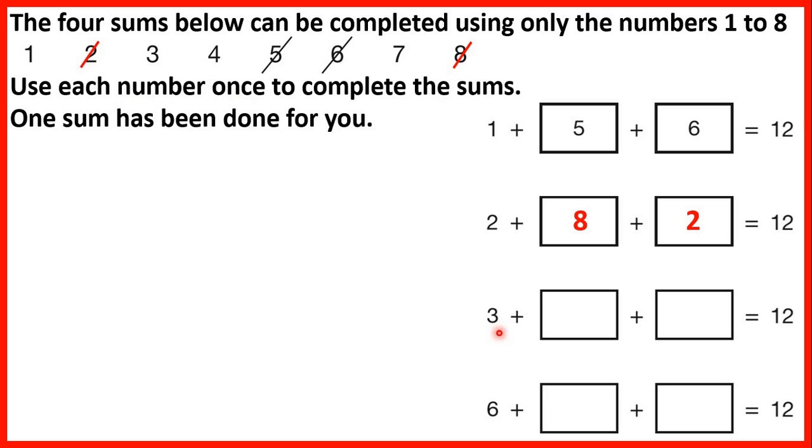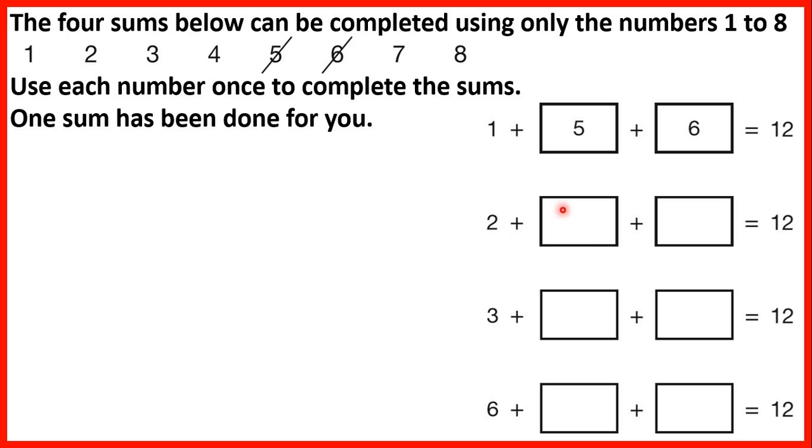So now 3 plus something is 12. Well, if we write 3 plus 7, that makes 10, but then we need another 2 to make 12, but we've already used the 2. Or if we tried 3 plus 4, that would only come to 7, and then we'd need another 5, but 5 has been used as well. So clearly we need to try something else, so let's start again.